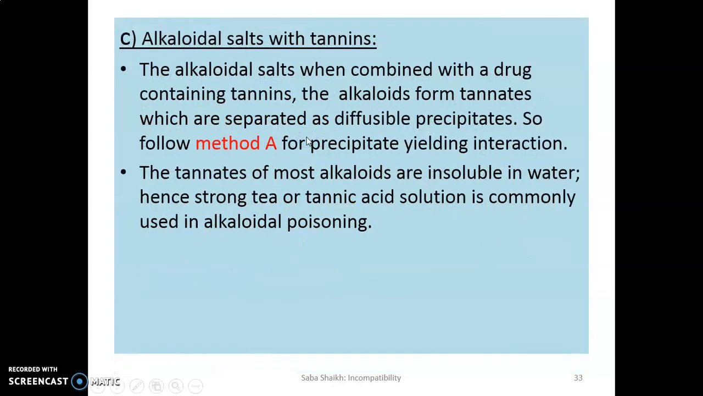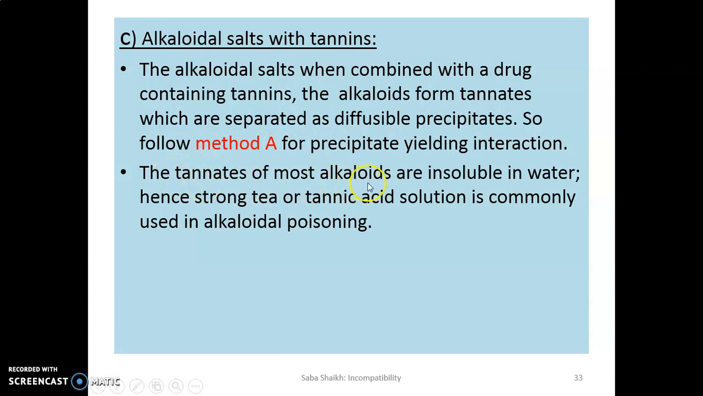Now see, again alkaloidal salt with tannins. Here, the third part, when these two react with each other, what will happen? Again similar, the alkaloidal salt when combined with a drug containing tannins, the alkaloid forms tannate, which is separated as a diffusible precipitate. So follow method A for precipitate yielding interactions.